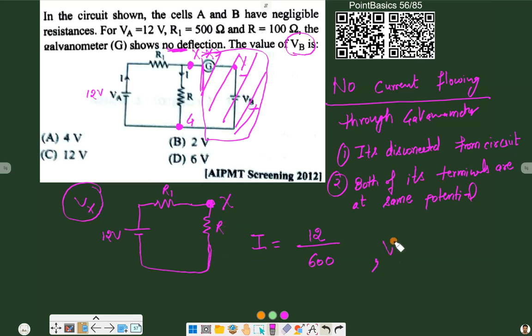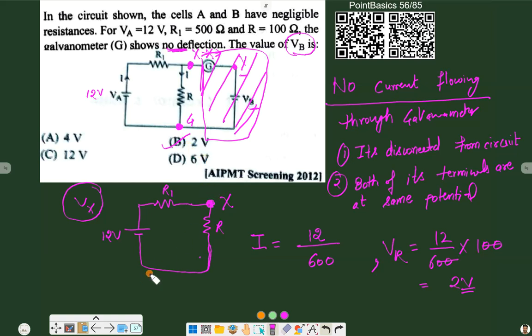And now potential drop across this resistance R is equal to potential at point X. So potential drop across resistance R is equal to potential at X. So VR will be current, that is 12 by 600, times value of this resistance, that R is 100. So it will be 2 volts. So option B will be the right answer.